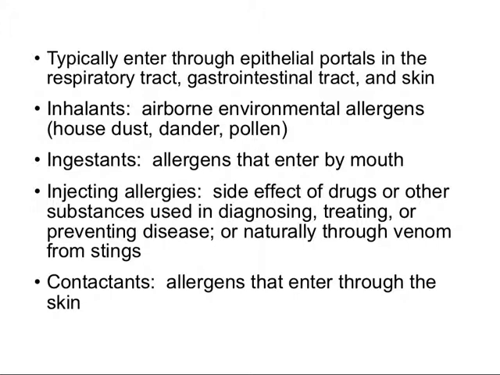Typically, allergens enter through epithelial portals in the respiratory tract, GI tract, and skin, just as many of the microbes would enter. So again, inhalants are things like house dust, dander, and pollen. They're airborne environmental allergens. Allergens that are entering by the mouth are called ingestants because we ingest them. They come into the GI tract. Sometimes there are injected allergies. Some of these are side effects of drugs or other substances that are used in diagnosing, treating, or preventing disease, but they could also originate through venom from things like bee stings. And allergens that enter through the skin, again, are called contactants.